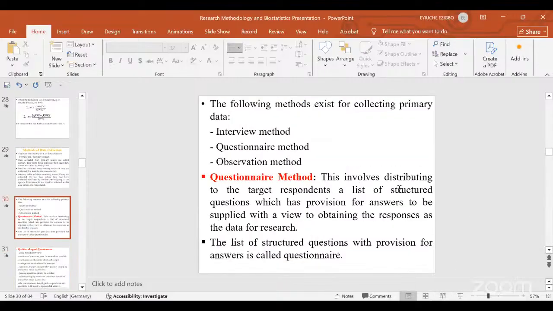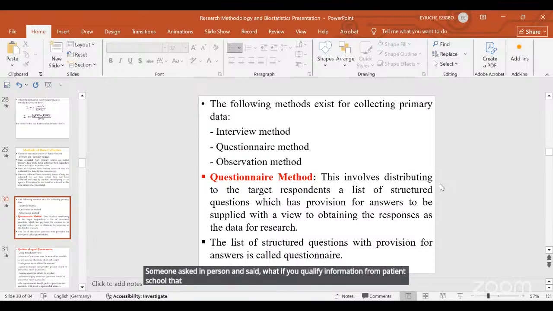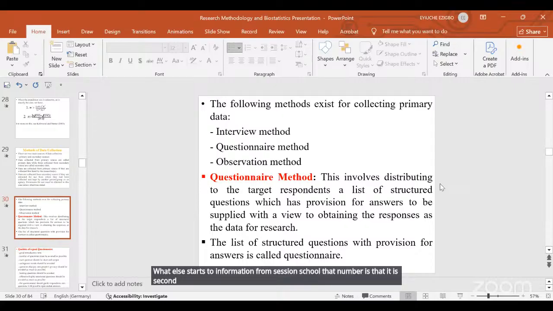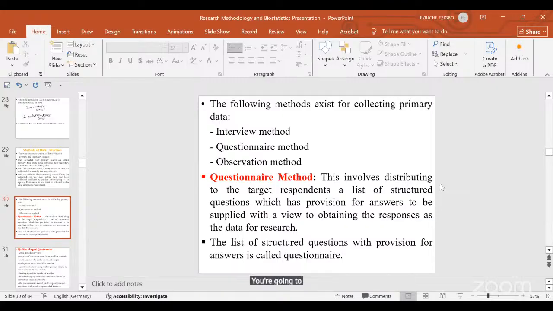Someone asked a question and said, what if you collect the information from a patient's folder? Number one is that it is secondary data. That is number one. But with respect to permission, you don't have access to a patient's folder unless you are a medical personnel there.